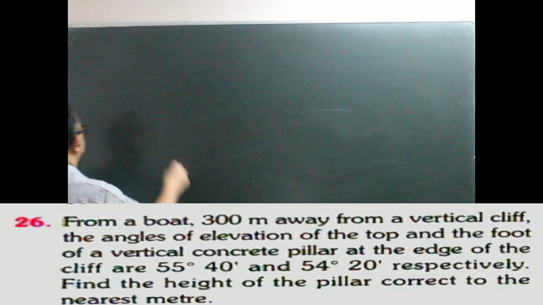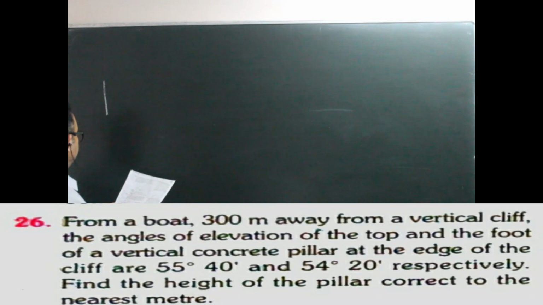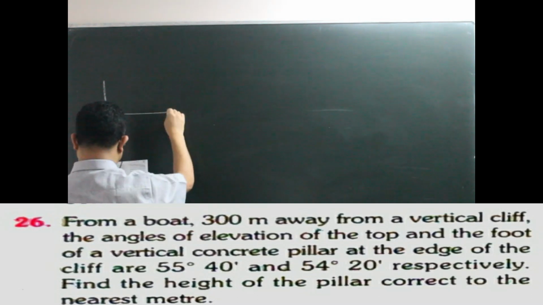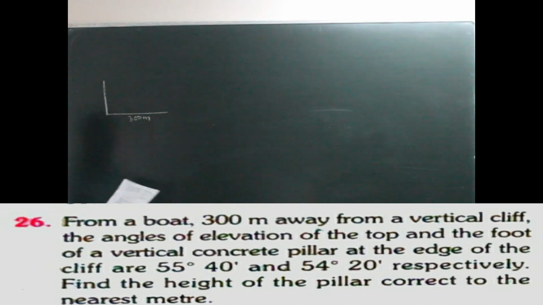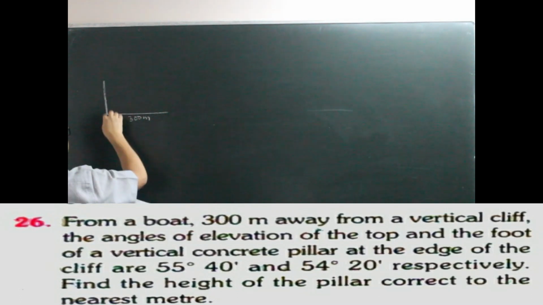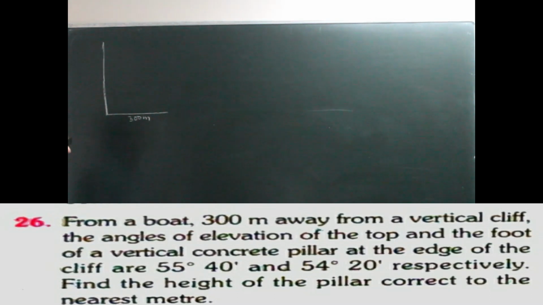Okay, it is something like this. Let's suppose this one is a cliff. Here is the cliff, and a boat is there which is 300 meter away. So from a boat 300 meter away from a vertical cliff, the angle of elevation of the top and the foot of a vertical concrete pillar. Okay, this one is a cliff, and over that cliff there is a pillar. Yeah, this one is a pillar.